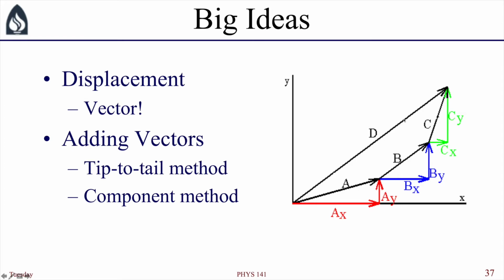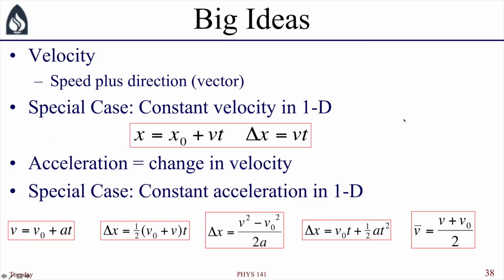We also looked at velocity and how velocity is speed, but it's also direction, so it's a vector. We looked at the special case where you have constant velocity, meaning no acceleration, in one dimension, and in that case we can write down our constant velocity expression, that the change in position, which is the same thing as the final minus the initial position, is equal to velocity times time. Now this only works when the velocity is constant, when the acceleration is zero.